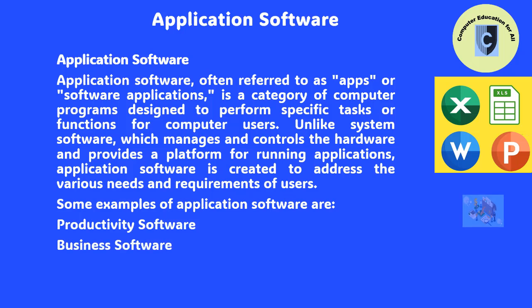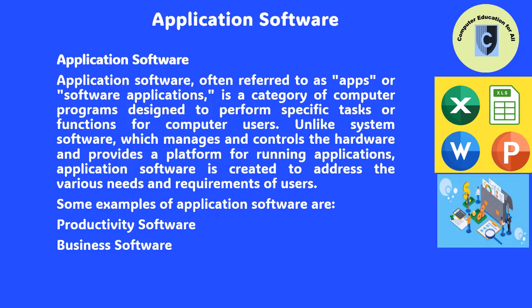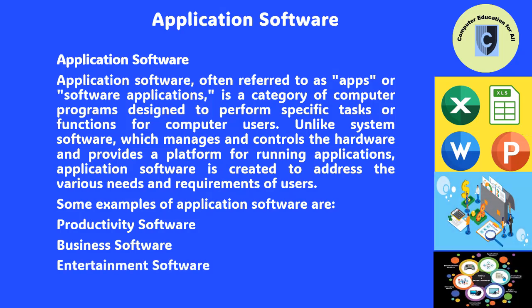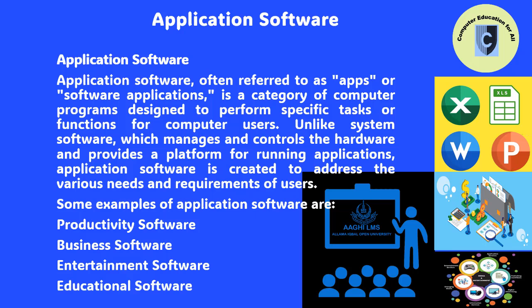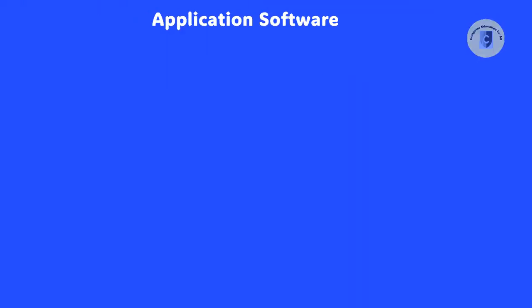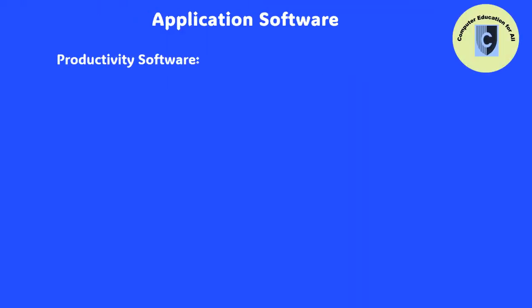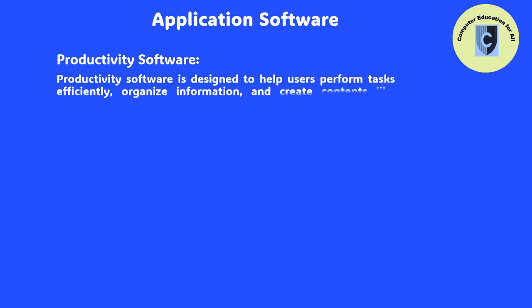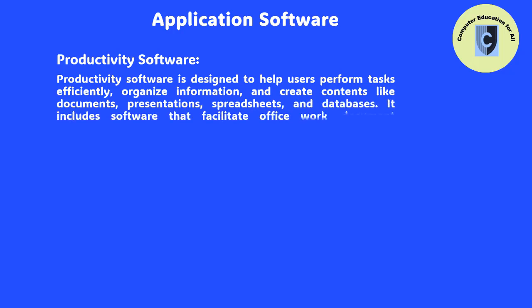Some examples of application software are productivity software, business software, entertainment software, educational software. Productivity software. Productivity software is designed to help users perform tasks efficiently, organize information, and create contents like documents, presentations, spreadsheets, and databases. It includes software that facilitate office work, document management, and collaboration.